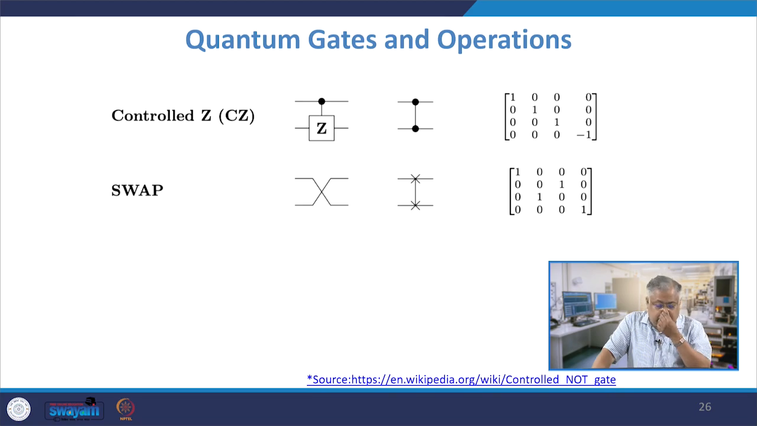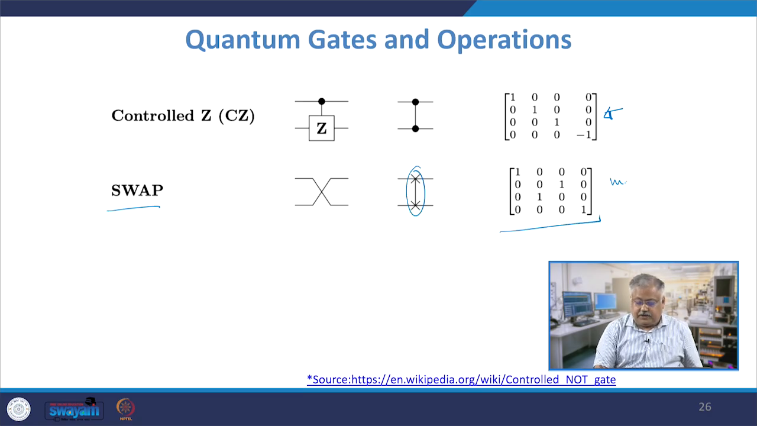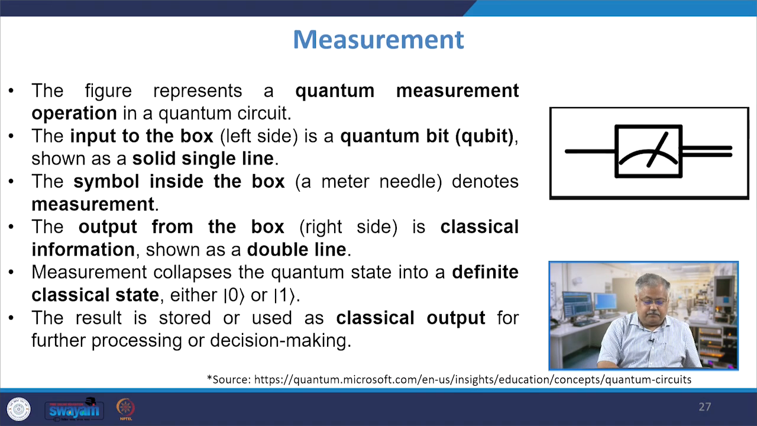And let us look at the controlled-Z operation. When you see a controlled-Z operation, these are the qubits which are available to us. The corresponding matrix is given by this here. And if you look at swap, it basically means it swaps the state between high and low, and the notation is this one, and the corresponding matrix is given on the right hand side, and it gives you quite a decent picture of the quantum gates.